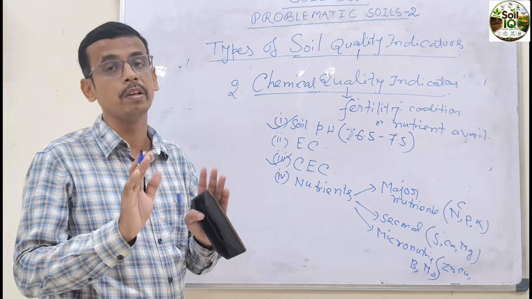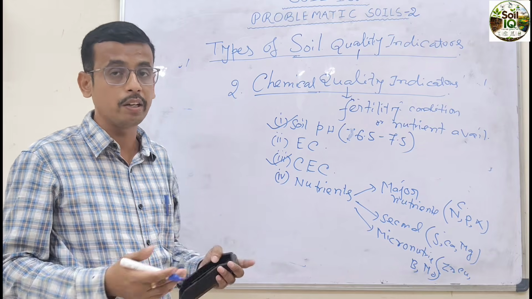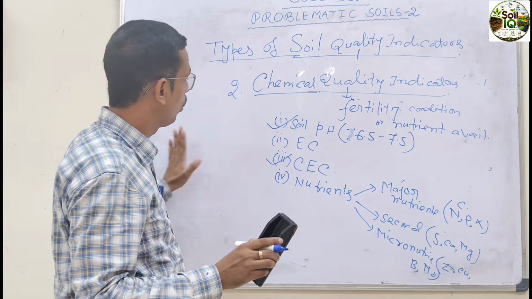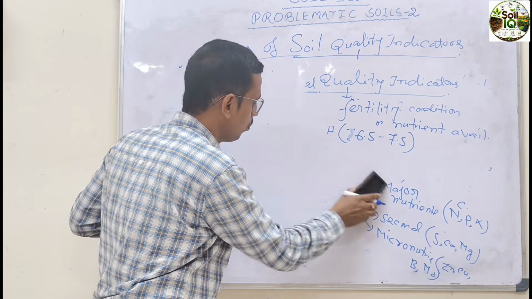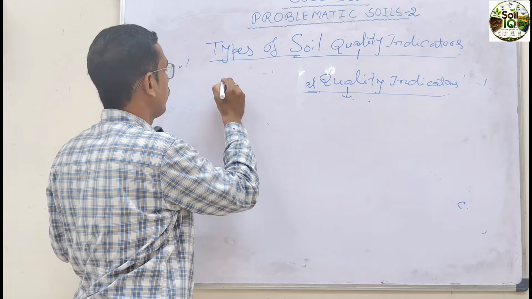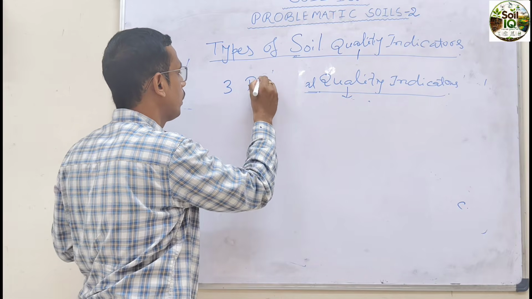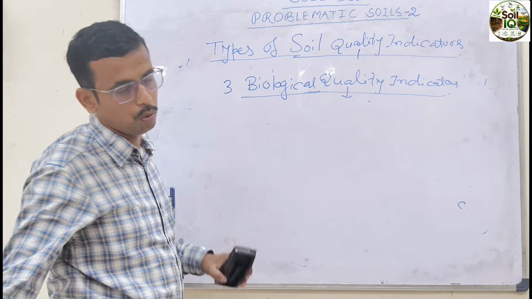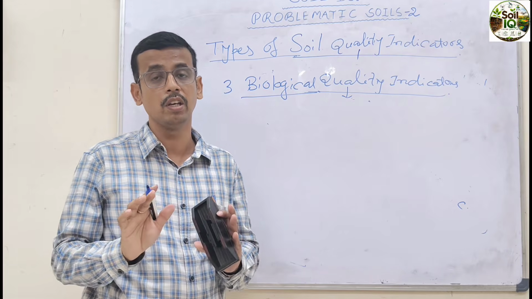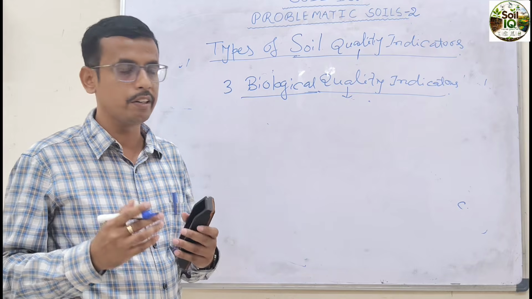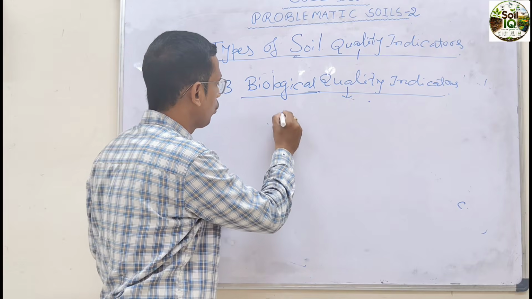So that soil is chemically active soil or chemically productive soil, you can say, or you can say highly fertile soil. Okay, although there is difference. Now coming to the third quality indicators, that is the biological indicator. Biological indicators denote the microbiological characteristics of the soil. So what are those characters?